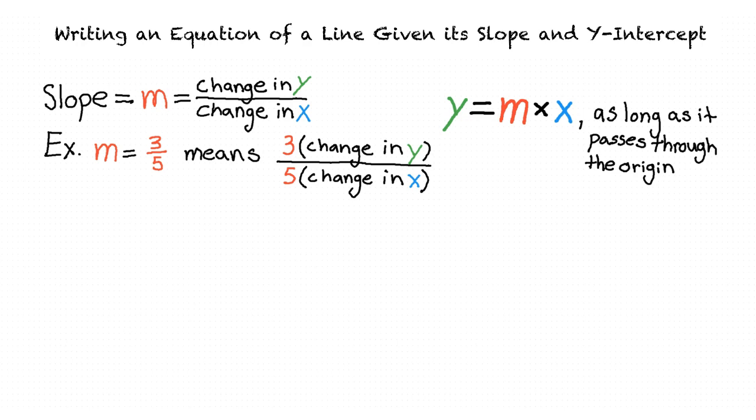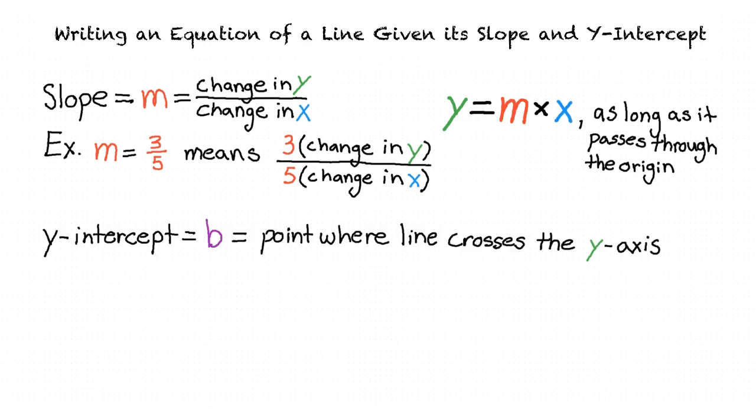If a line doesn't pass through the origin, it will pass through another point on the y-axis whenever x is equal to 0. This point is called the y-intercept, represented by the letter b. We add b to the equation when a line does not pass through the origin to get the equation for a line in the form y equals m times x plus b. This form of writing the equation for a line is called the Slope-Intercept Form.